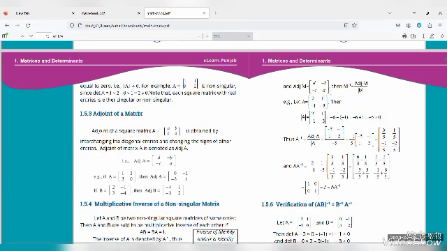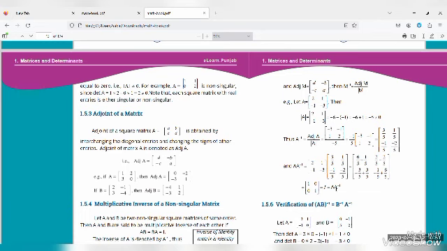Then simply write the determinant: 2 multiplied by minus 3, minus 1 multiplied by 1. So like this your answer is minus 5, which is non-zero. Then you take the adjoint: interchange the diagonal entries and change the sign of the non-diagonal entries, and then divide by the determinant. So 1 by 5, and you write the adjoint, and all the entries you multiply by 1 by 5, and then you get the answer.